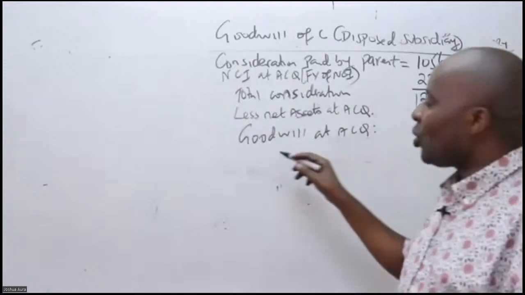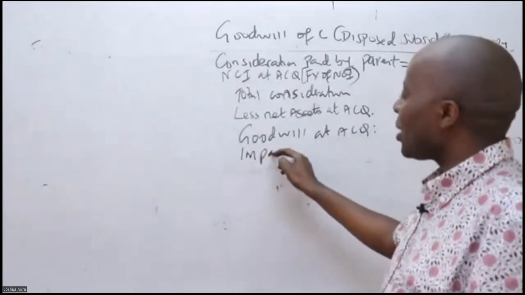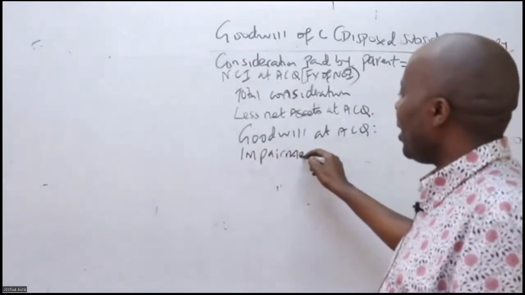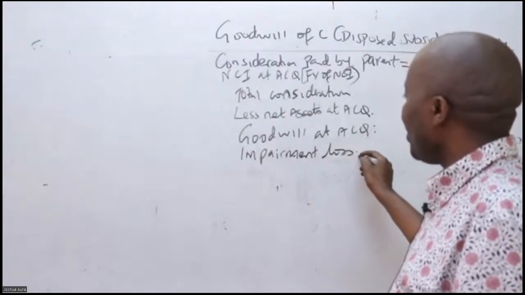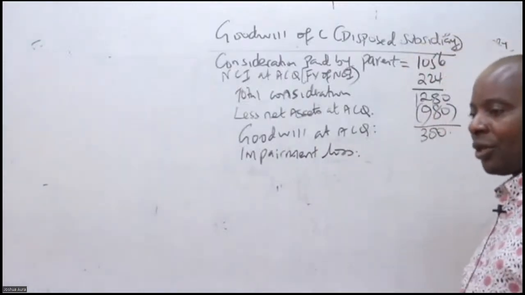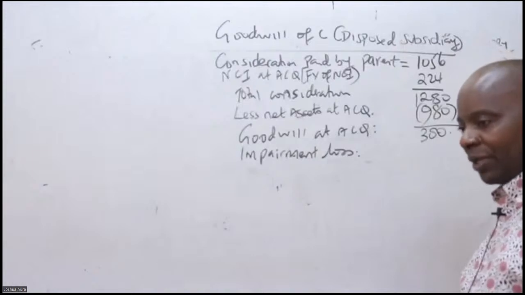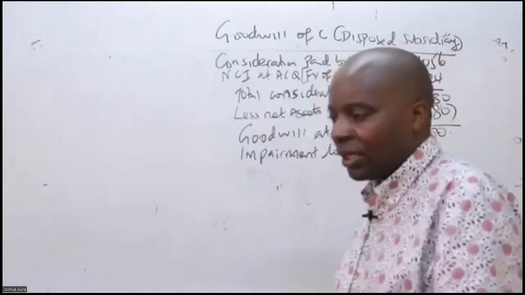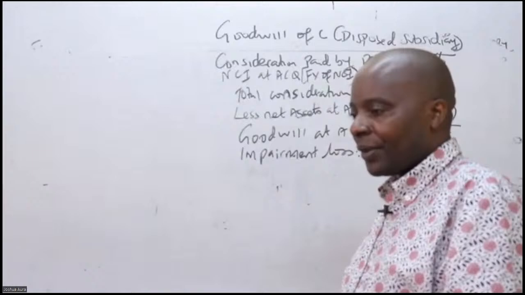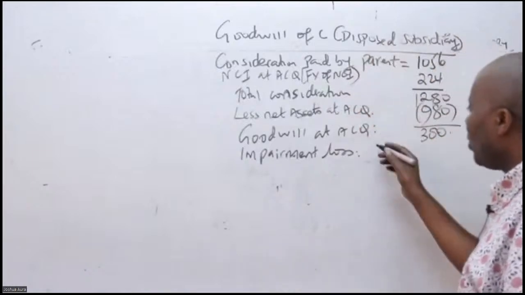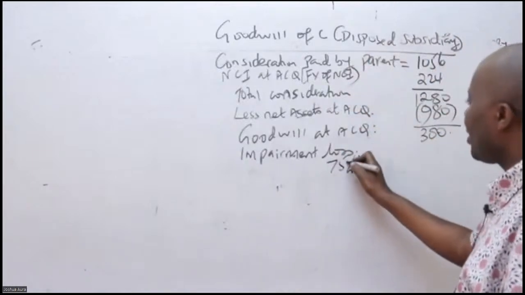So in this question, do we have any impairment loss? Have they given us a percentage? What percentage have they given us there? 75%. So the impairment loss is 75%.